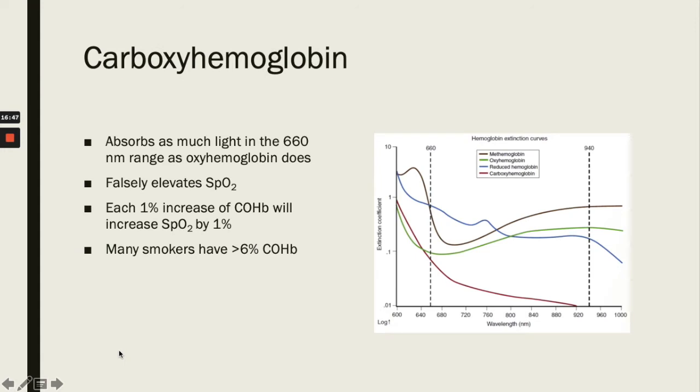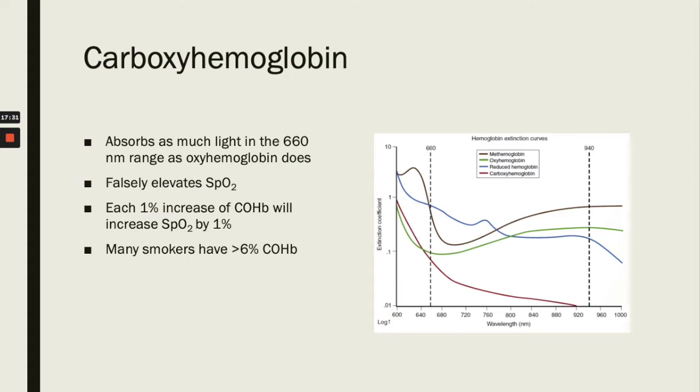So carboxyhemoglobin, because we've talked a bit about that. Like I said earlier, it absorbs as much light in the 660 range as oxyhemoglobin does, and it virtually absorbs no light at the 940 range. In patients with carbon monoxide poisoning, the SpO2 will actually be falsely elevated. So when we see someone that possibly has carbon monoxide poisoning, it won't reflect that with our normal pulse ox probe.